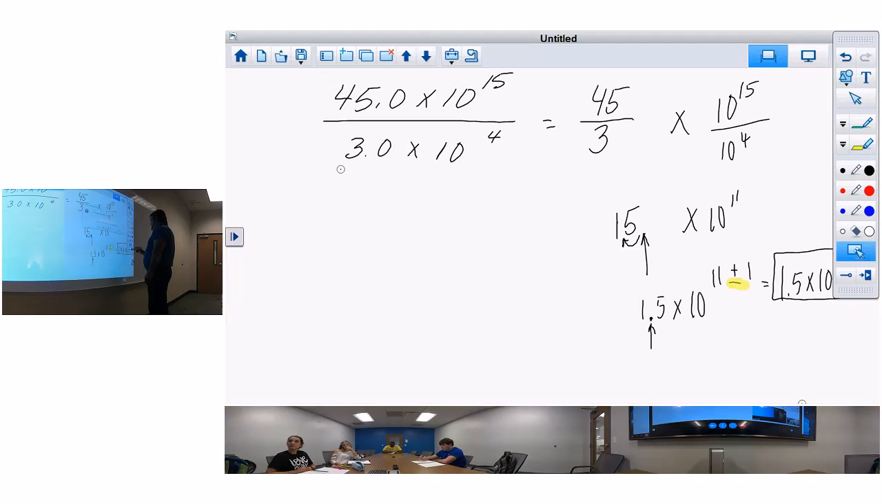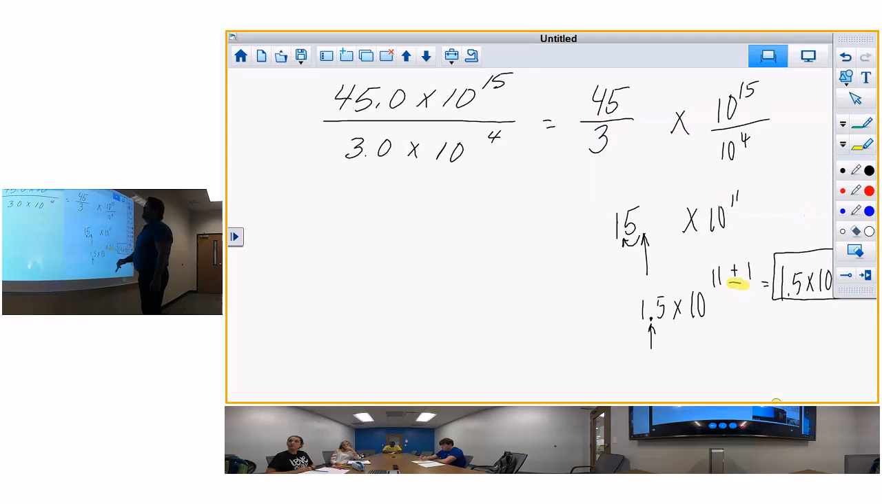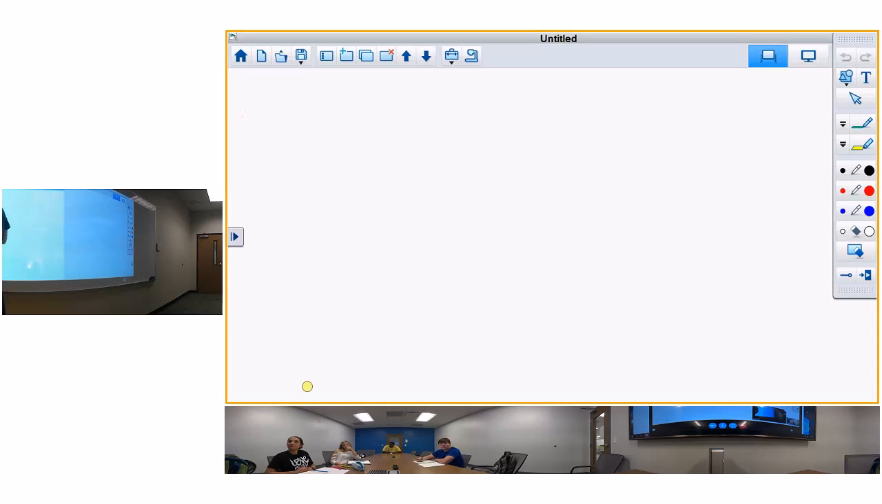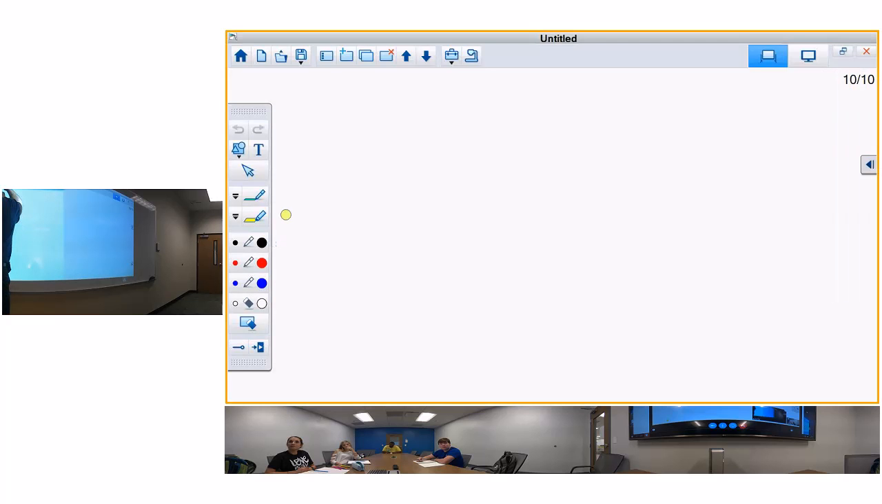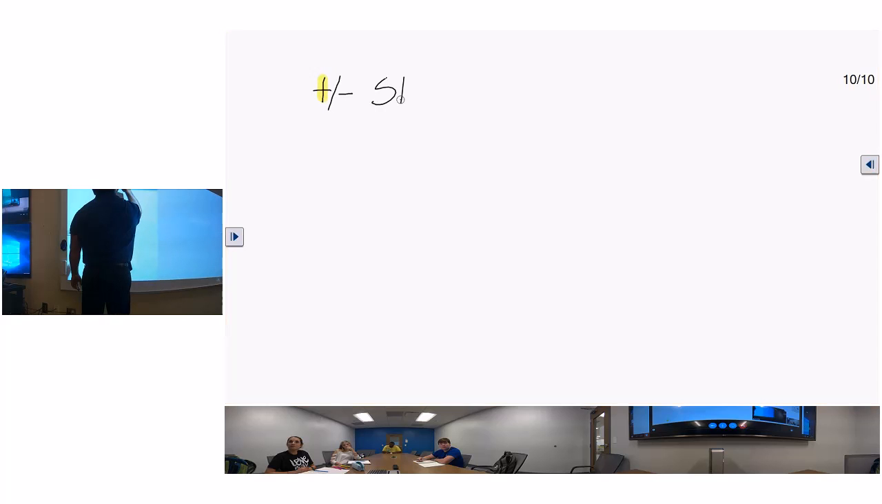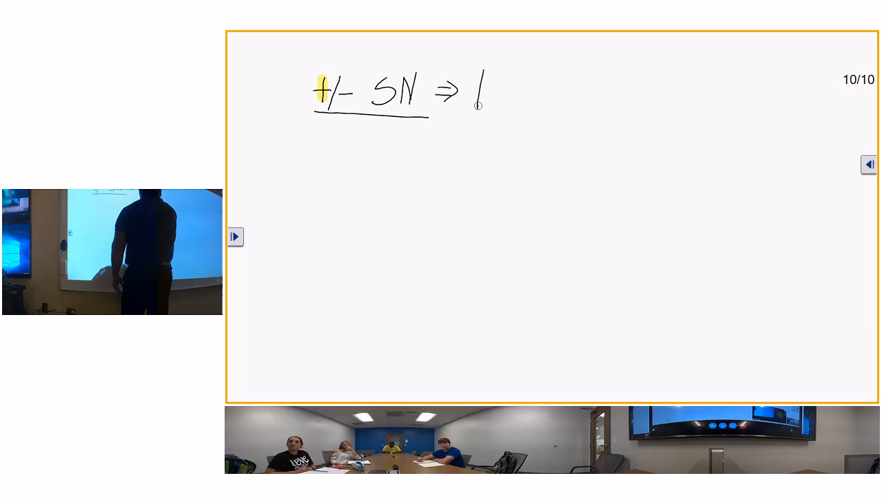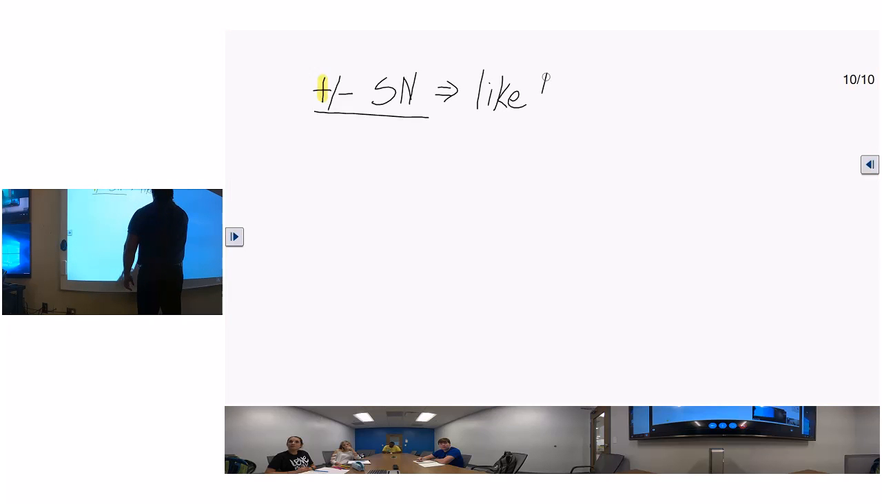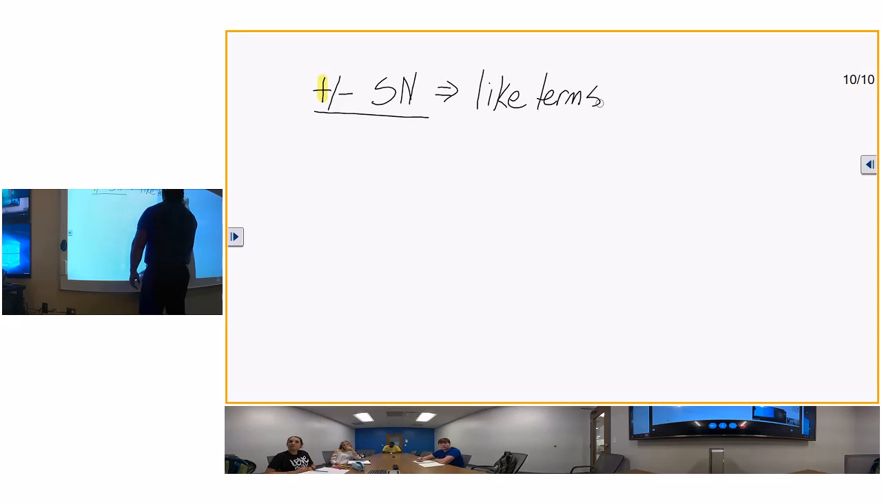Now, what about if you're adding or subtracting? Well, that's easy. Why is it easy? Because you can't add apples and oranges and get apples. When adding and subtracting scientific notation, remember, like terms.